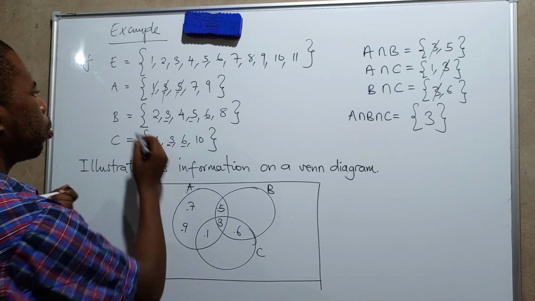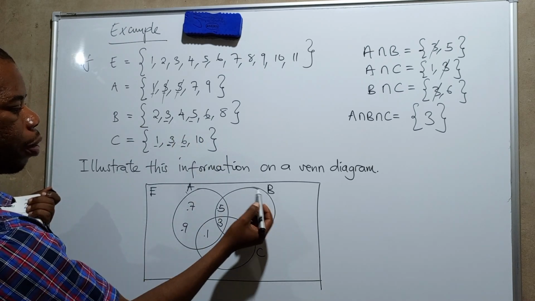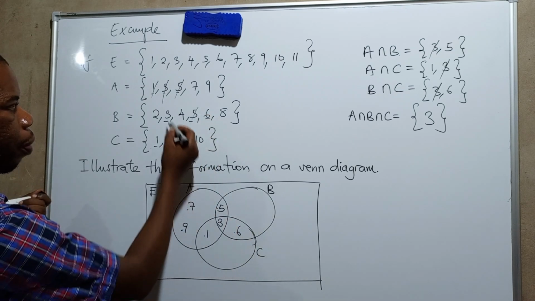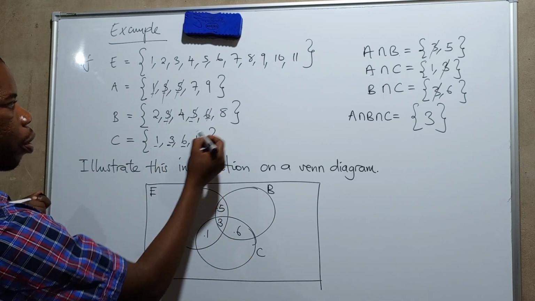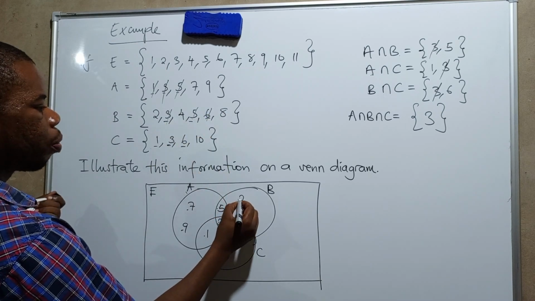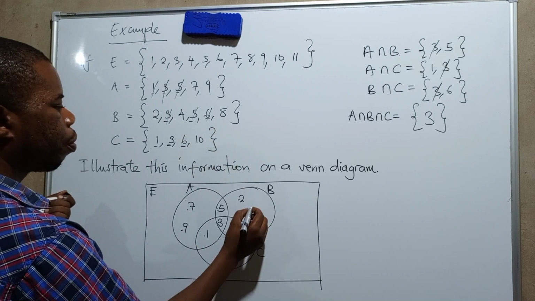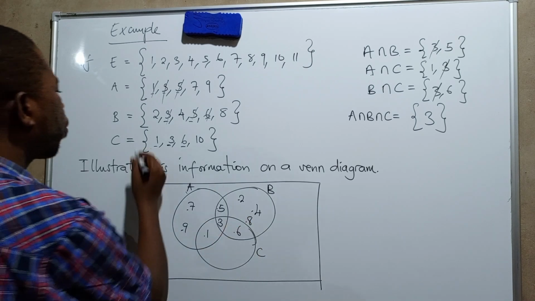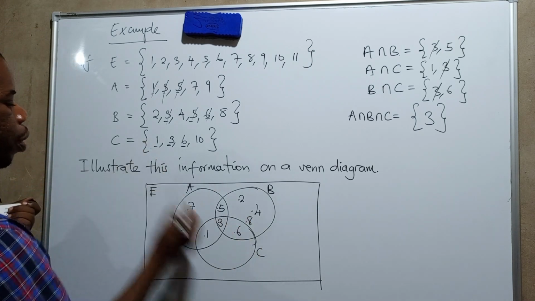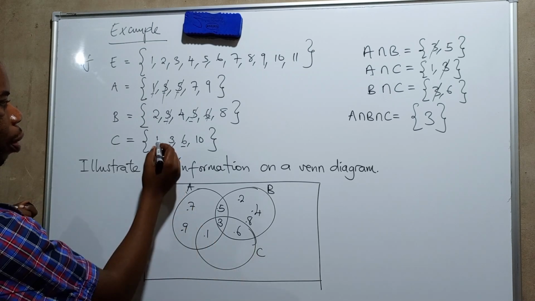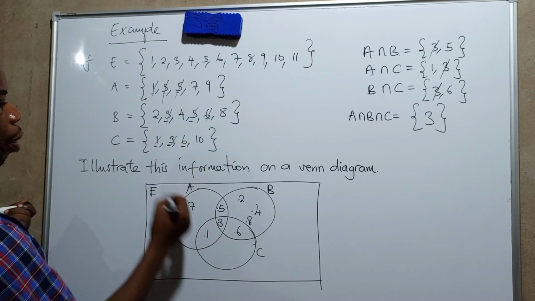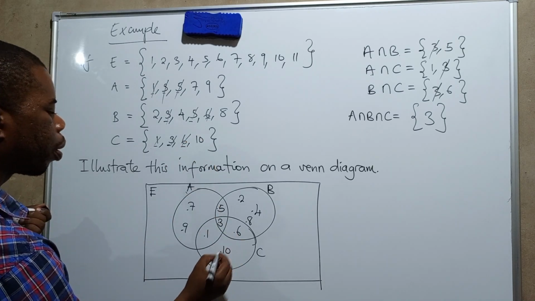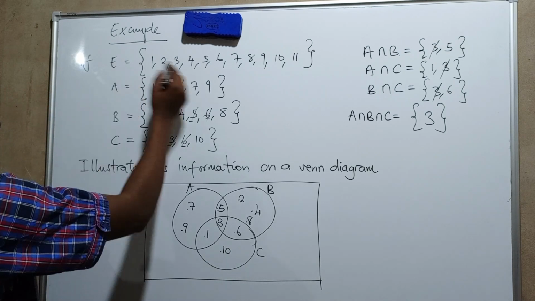Then you come to B. B, it is this part here. You have hammered 5, you have hammered 3, you have hammered 6. You remain with 2, so you write 2, then 4, then 8, like that. Then you come to C. This is C. We have hammered 1, we have hammered 3, we have hammered 6. We have remained with 10 only. We'll put it here.